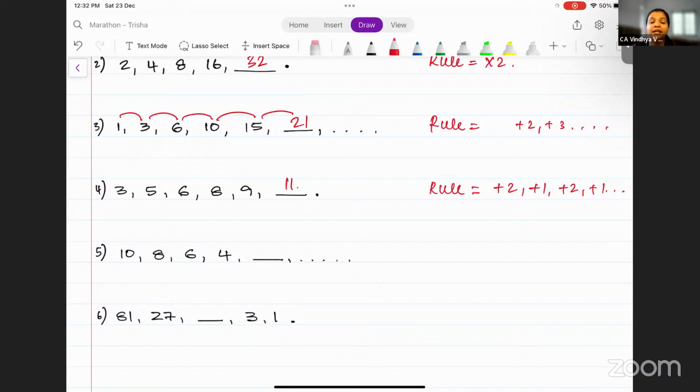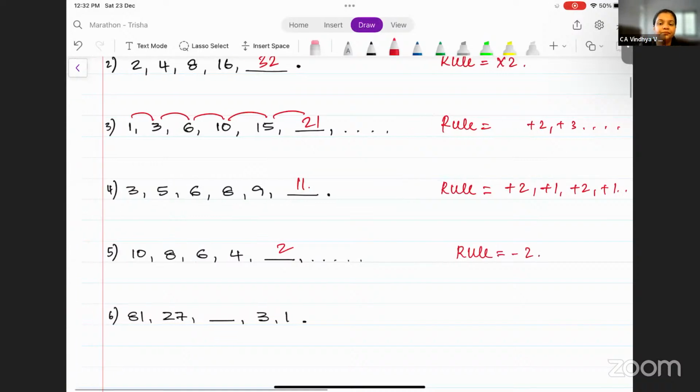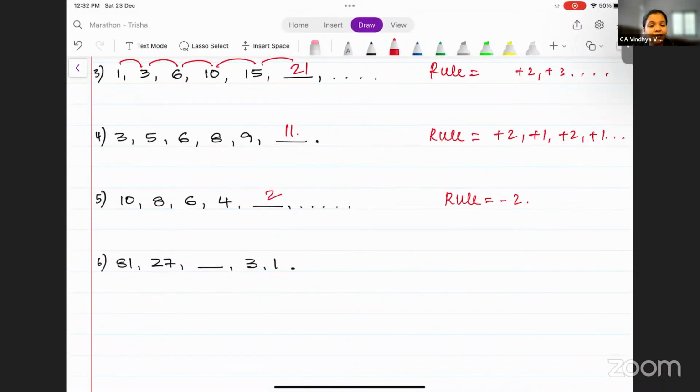Next, 10, 8, 6, 4. 10 minus 2, 8. 8 minus 2, 6. 6 minus 2, 4. 4 minus 2. So here the rule is minus 2. Next, 81, 27, dash, 3, 1. So 81 divided by 3, 27. 27 divided by 3, 9. 9 by 3, 3. 3 by 3, 1. So can I say here the rule is into 1 by 3. Divided by 3 is nothing but into 1 by 3. I hope this is clear.